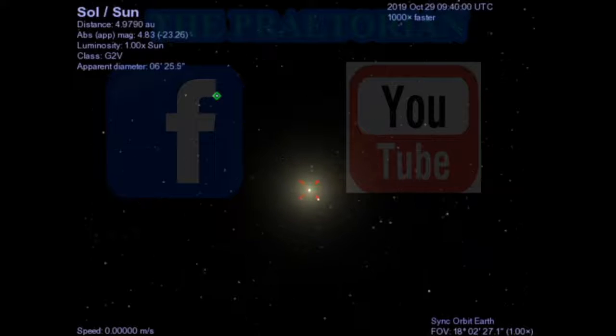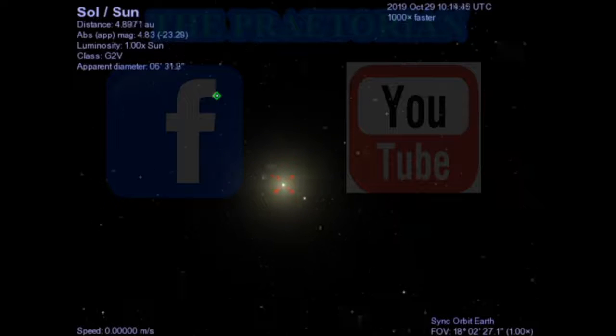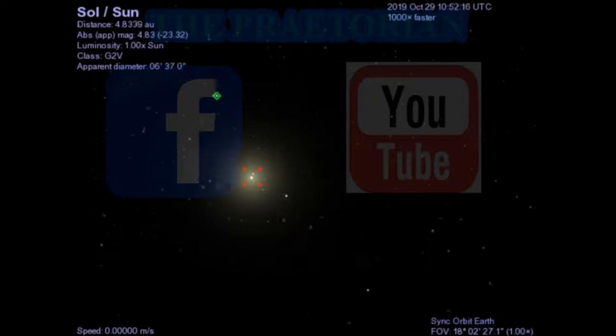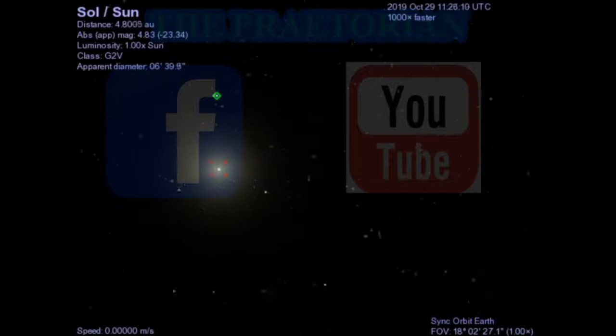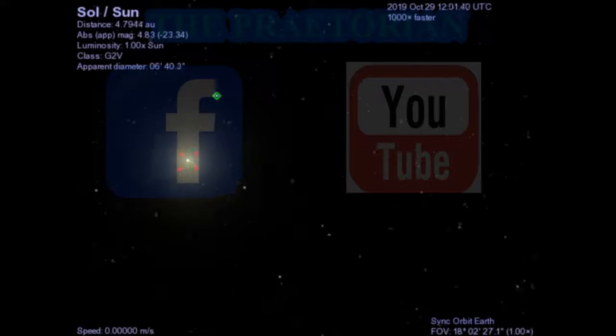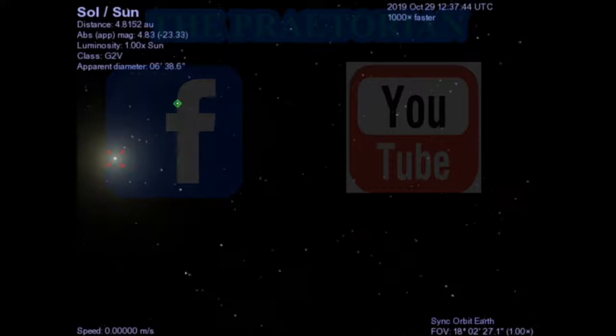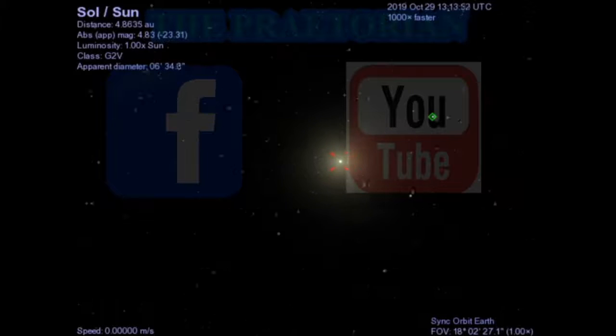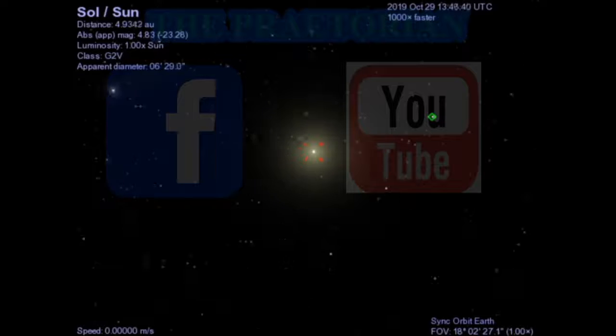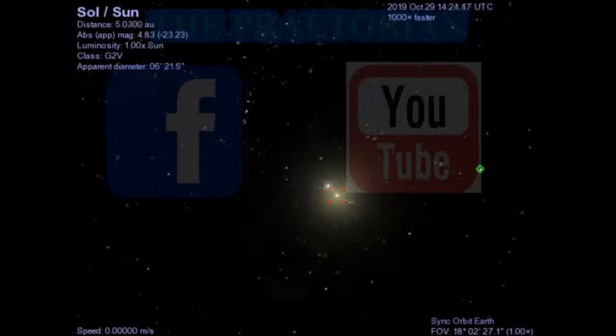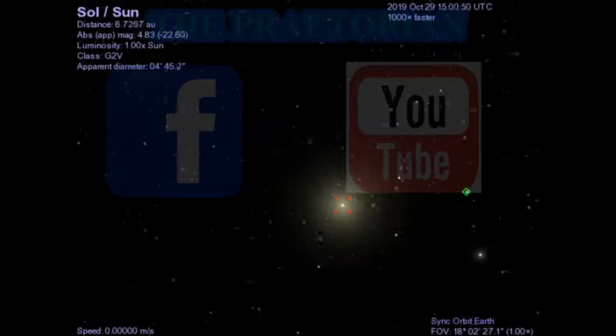A year is divided into 12 months: January 31, February 28, 29 in leap years, March 31, April 30, May 31, June 30, July 31, August 31, September 30, October 31, November 30, December 31.